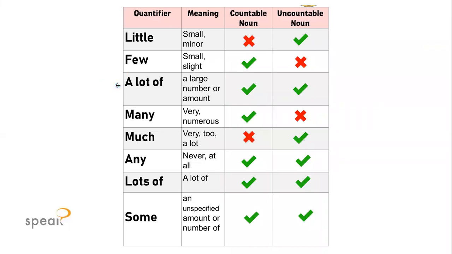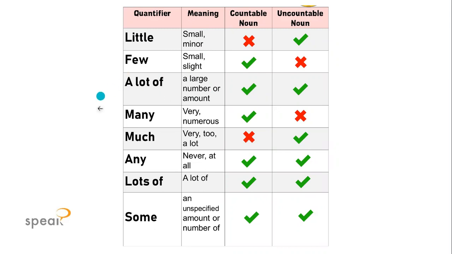A lot of. Very good, very good. We have a lot of. This is a large number or amount. So this is both. It can be used with countable nouns or uncountable nouns. Then we have the other one.